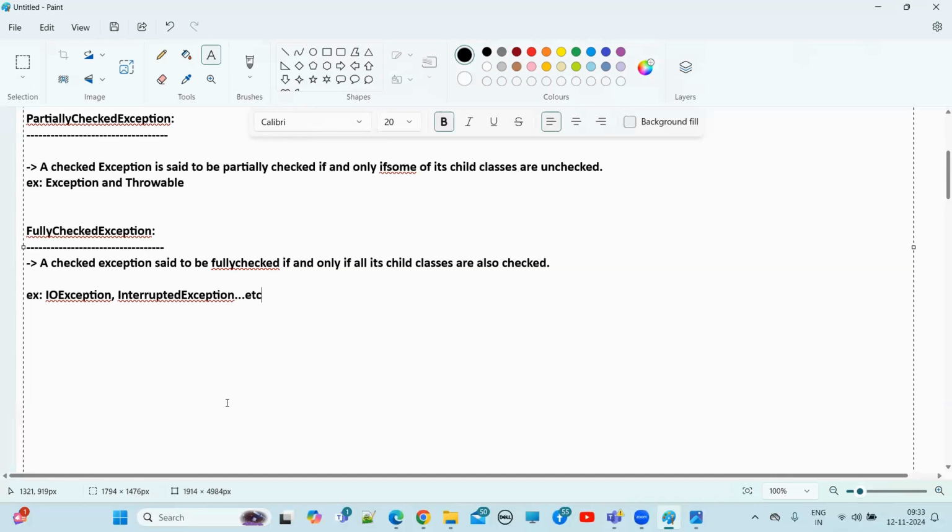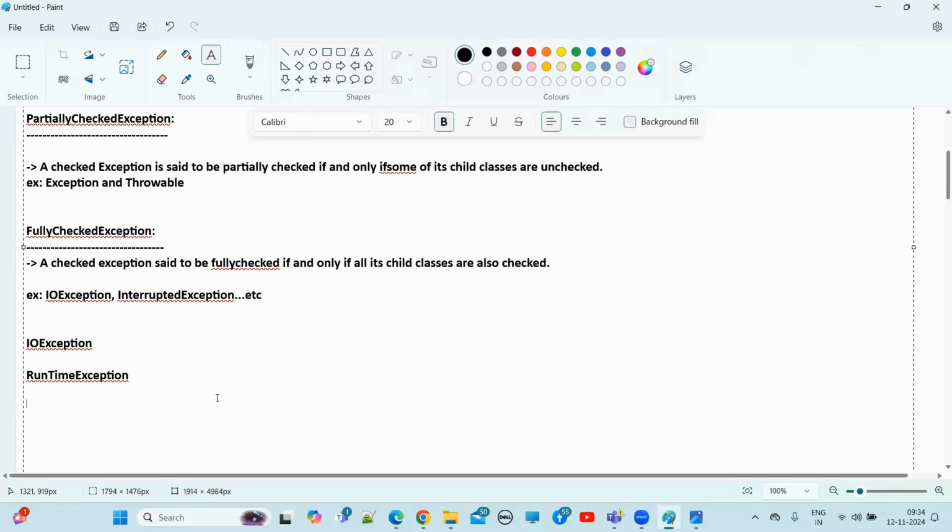I will tell a few of the exception classes. Please tell me among these which one is checked exception and which one is unchecked exception. Okay. So now IOException. Let me write. Tell me, IOException, is it checked exception or unchecked exception? Tell me, guys. Yeah, checked exception and fully checked exception. Right? Now RuntimeException.